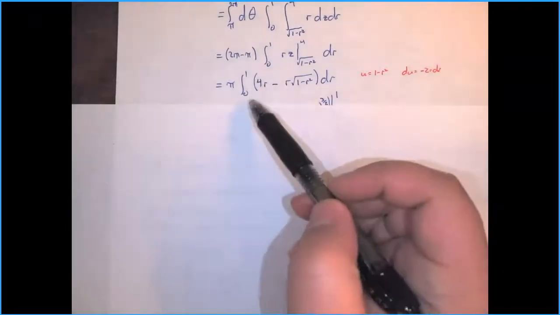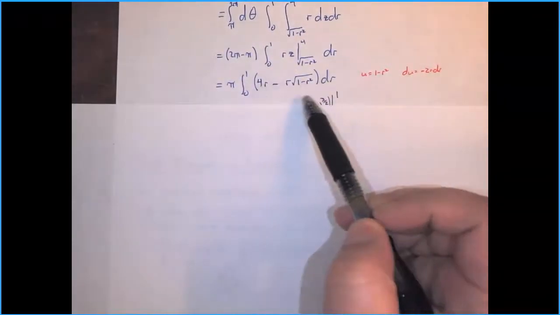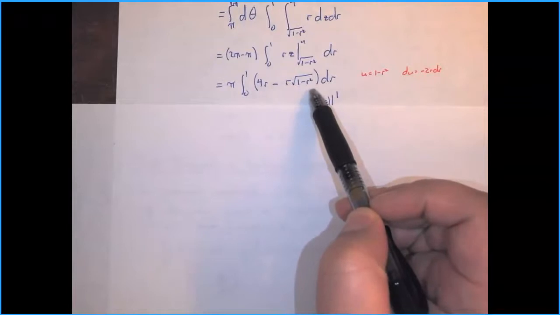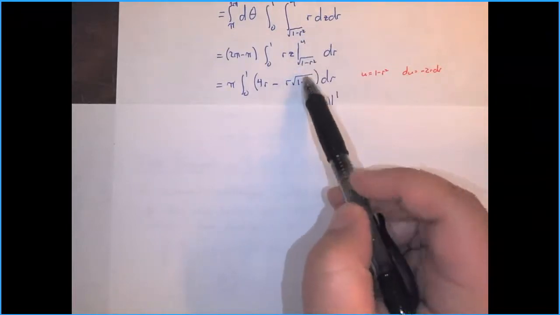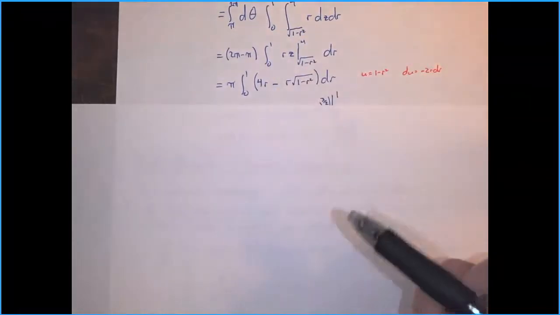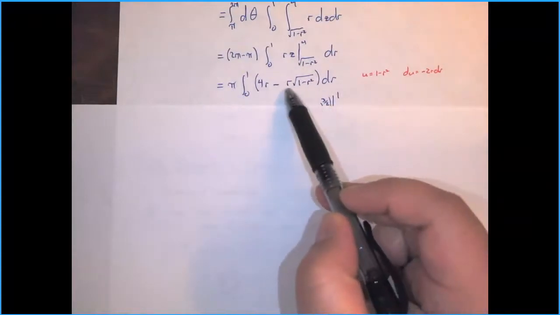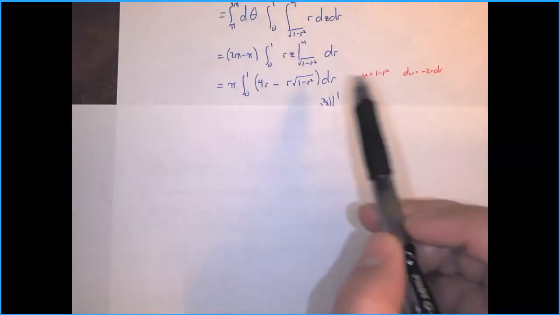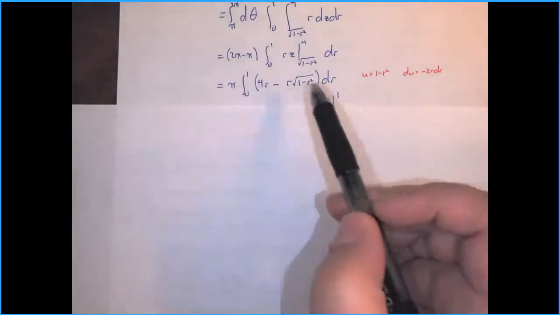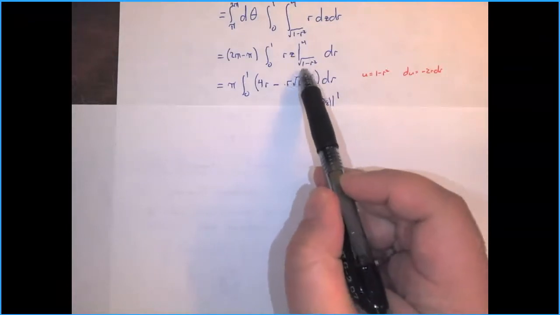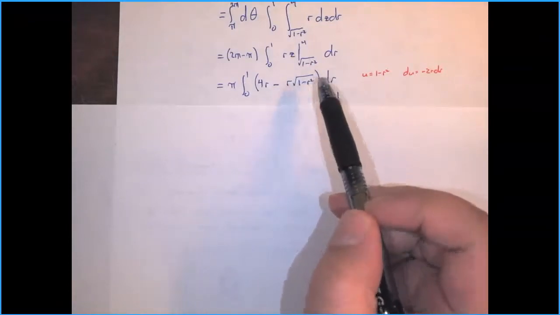So I have pi times the integral from 0 to 1 in r of 4r minus r times the square root of 1 minus r squared. So there are my bounds in z, just multiplied by this r. And now 4r is no problem. I just need to do a u substitution for this term. So I let u equal 1 minus r squared. du is negative 2r dr. So I have the negative and the r already there. I just need to multiply and divide by 2, or multiply by 2 and multiply by a half. And then I'm going to have 1/2 u to the 1/2 du.